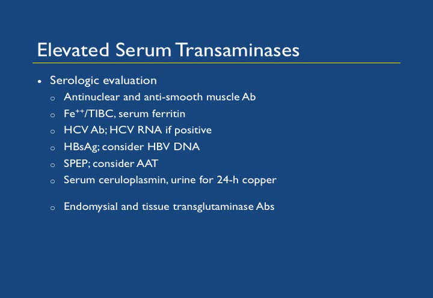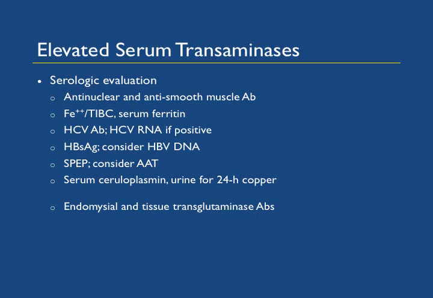Antibody to hepatitis C virus should be obtained, and if positive, RNA for hepatitis C virus should be obtained to confirm the diagnosis of chronic hepatitis C. 15% of patients will clear their acute hepatitis C, so they will be antibody positive, but hepatitis C virus RNA negative. Hepatitis B surface antigen should be obtained to rule in chronic hepatitis B, and you should also consider obtaining hepatitis B viral DNA in a patient with suspected chronic hepatitis B.